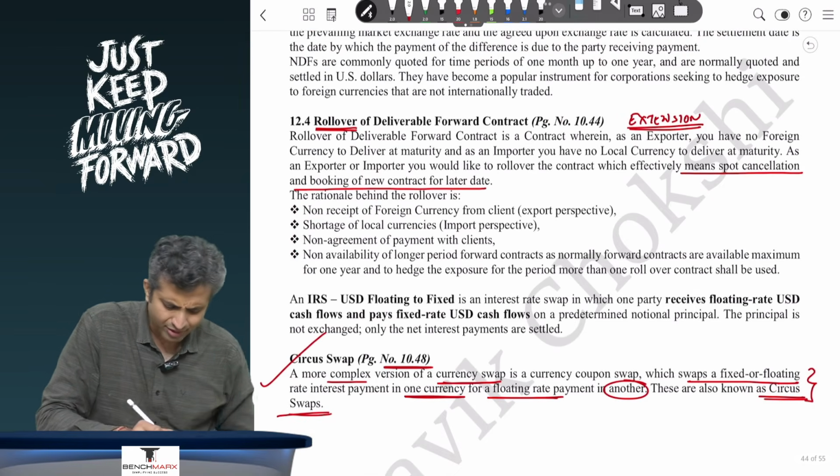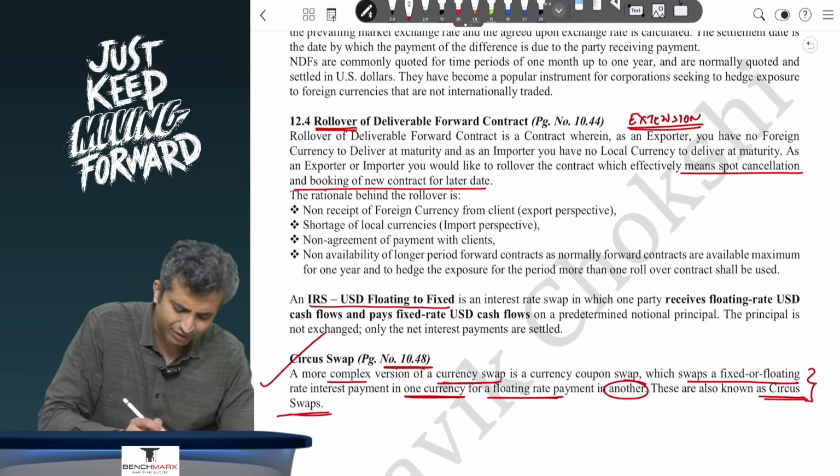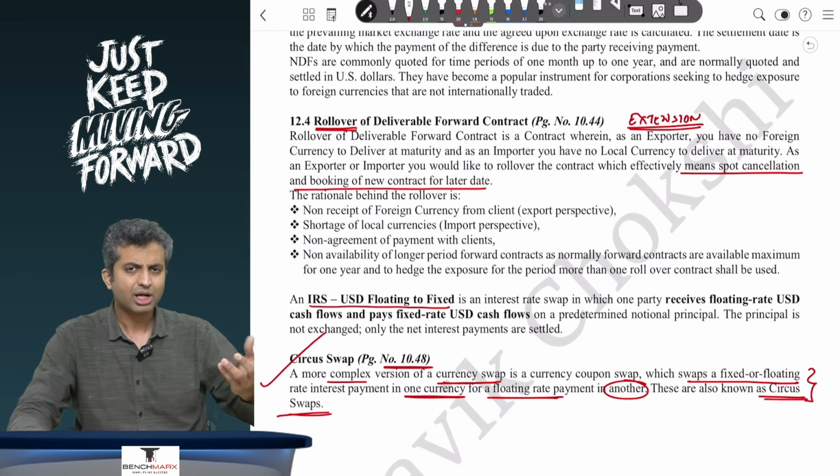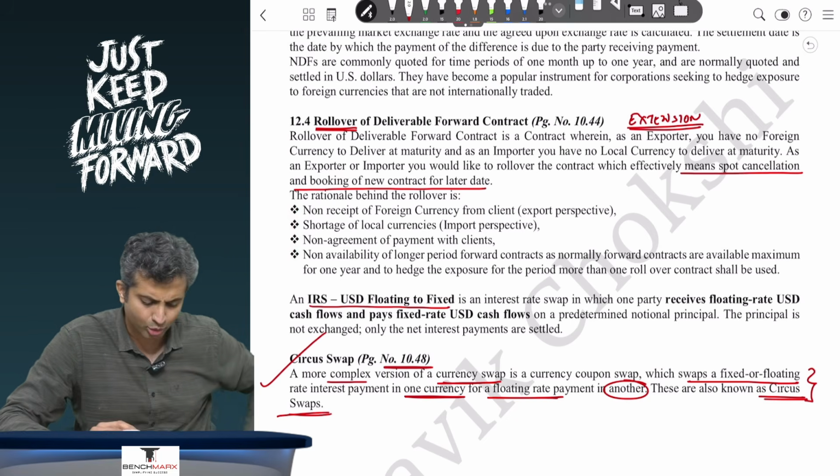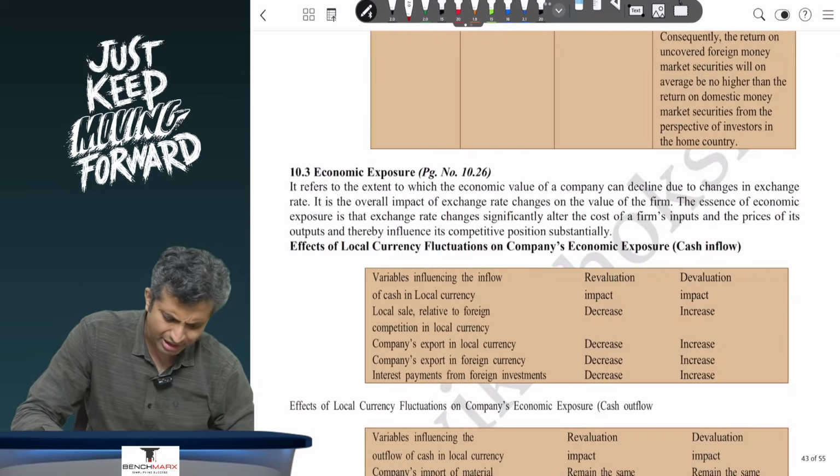Now, we have done IRS USD floating to fixed. IRS USD is the interest rate swap in dollars where we are just changing from floating to fixed. And then there was the currency swap.